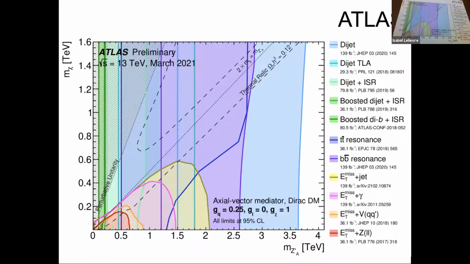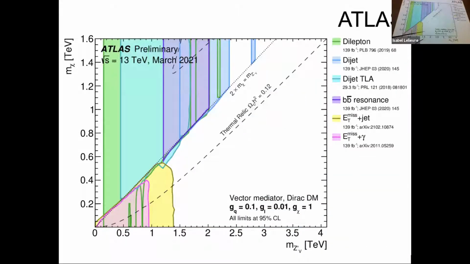Then you can add the lepton couplings, and then go to smaller couplings. So here you have just a very small lepton coupling, and you can see that these lepton searches, which are the green, can probe the high mass region, the off-shell region, and then the missing energy signals probe the on-shell region. So you can see how they're quite complementary.